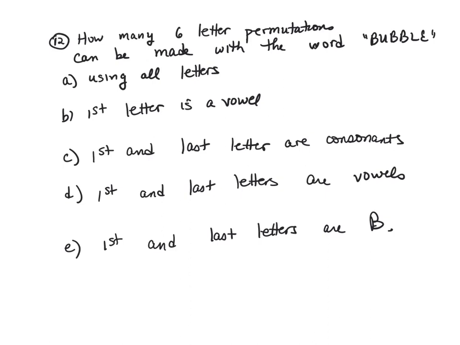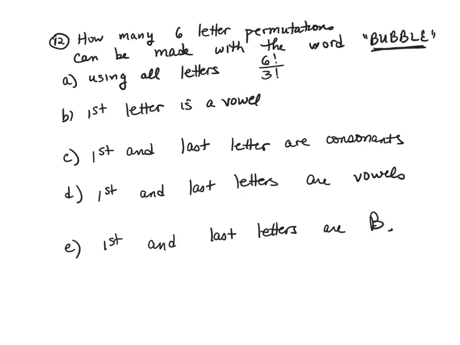All right, now this next problem can't be found in a typical algebra book, but I was thinking about that and I thought it was very interesting. Suppose we pick a 6-letter word that has repeating letters, like bubble. How many permutations can we make with all 6 letters? Well, the answer would just be 6 factorial over 3 factorial.